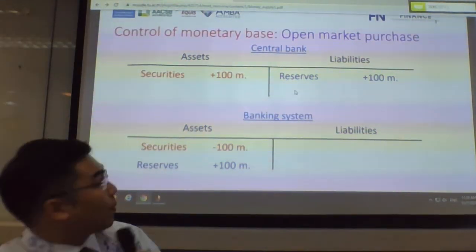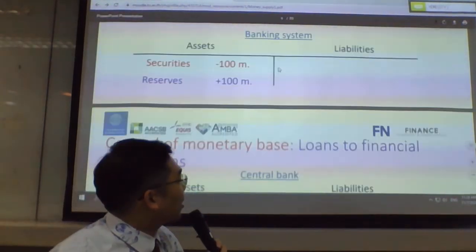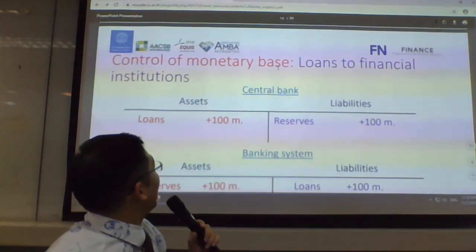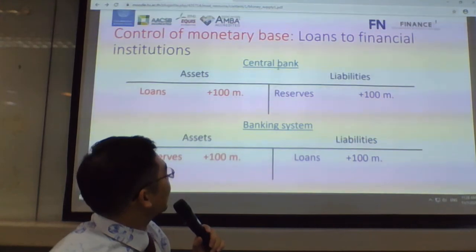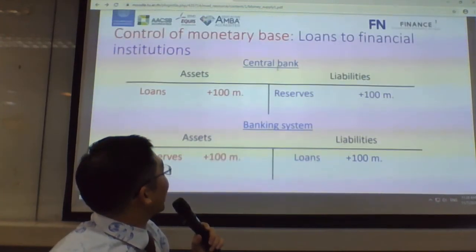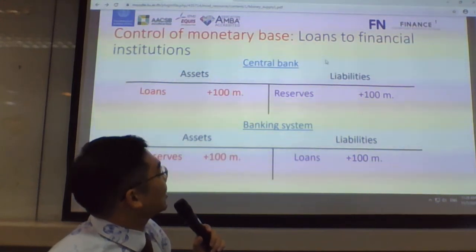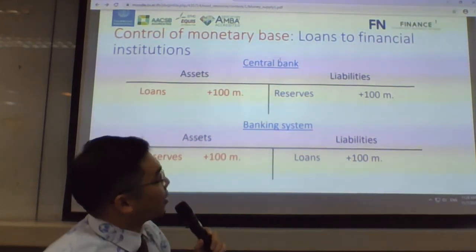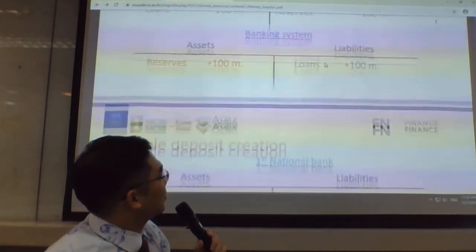Okay, that is the open market purchase. We talked about it already. And now let's see for this one. But this slide, I think I would like to skip it because it is a loan to financial institution. I think there is nothing to mention here.